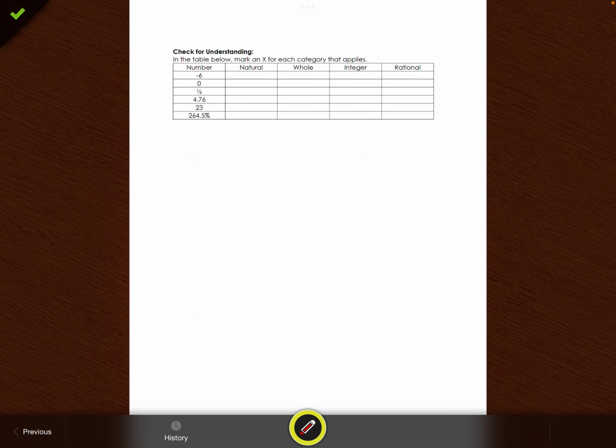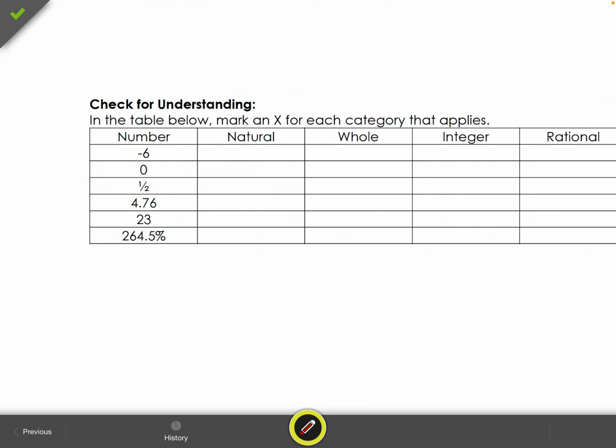All right. The second page of our notes is just a check for understanding. So in the table below, we have to mark an X for each category that applies. The first number is -6. -6 is not a natural number because it is negative. Remember, natural numbers are counting numbers. -6 is also not a whole number because it is negative. But it is an integer. Okay? It is one of our counting numbers, but negative. It also is rational. We can write that as a fraction, -6/1.